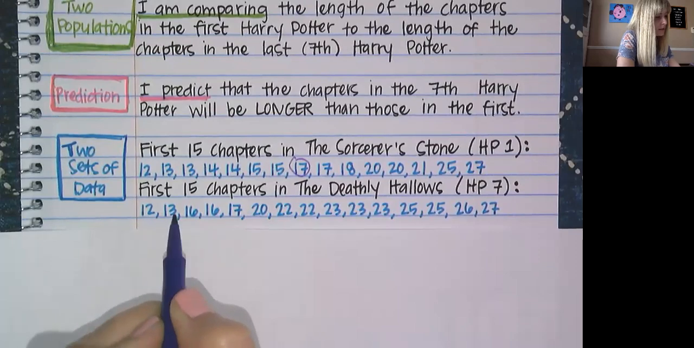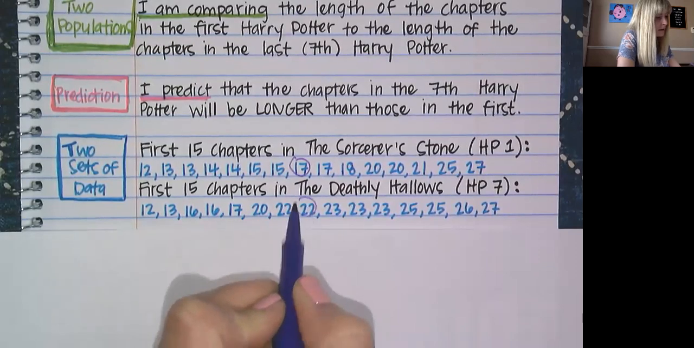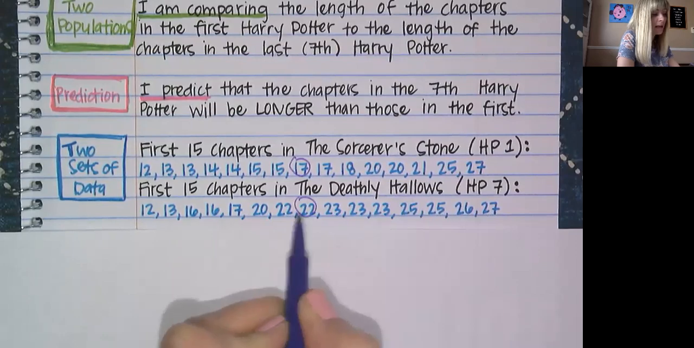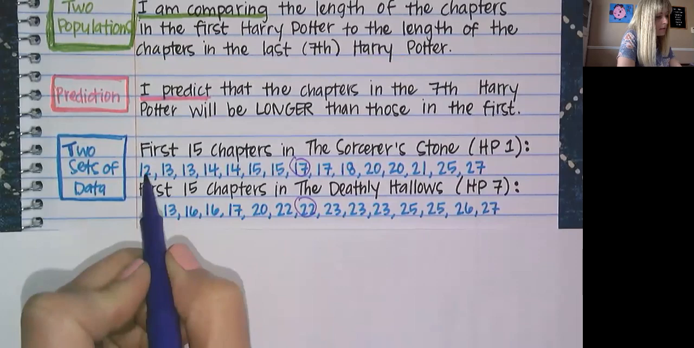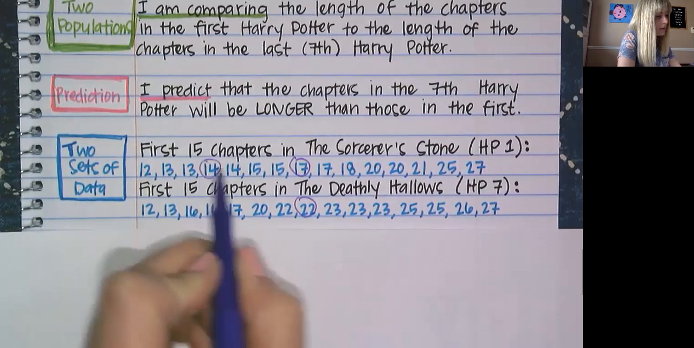Down here, 1, 2, 3, 4, 5, 6, 7. That's the median of Harry Potter 7. Then I need the lower quartile. 1, 2, 3.